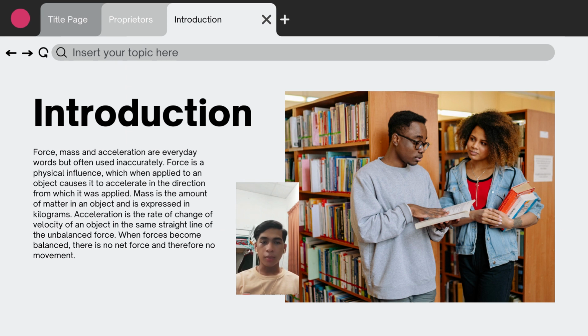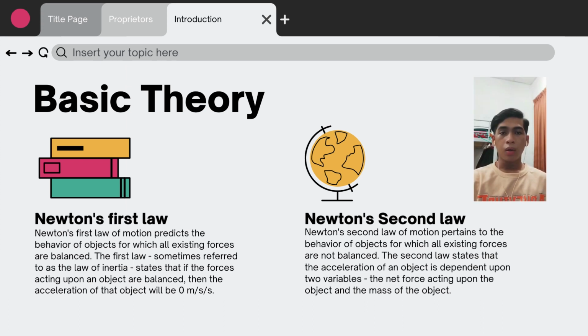Gravity is a variable force of attraction between any two objects. All matter possesses gravitational pull towards other matter. Okay, now we will move to the basic theory of this topic.